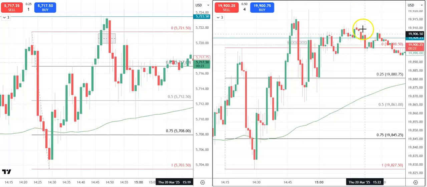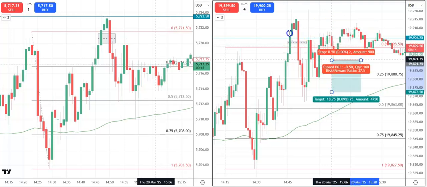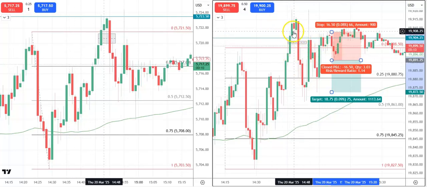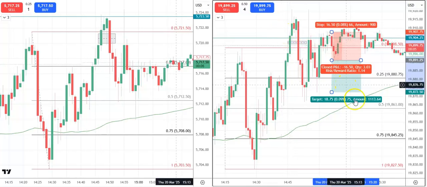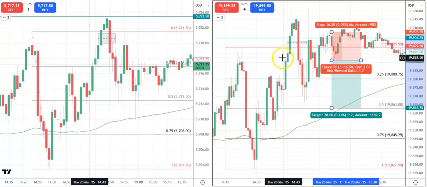If you drop your little handy dandy tool here, your stop goes above that candle's high, the one that created this gap, right there. And we are aiming for down in here. So right there, if you wanted a 1.7, you could take it right there. I probably would have. I normally look for 1.5s, and ups are great for me.